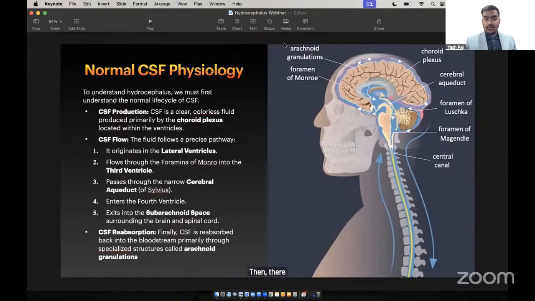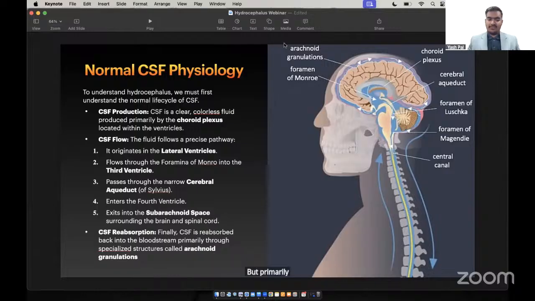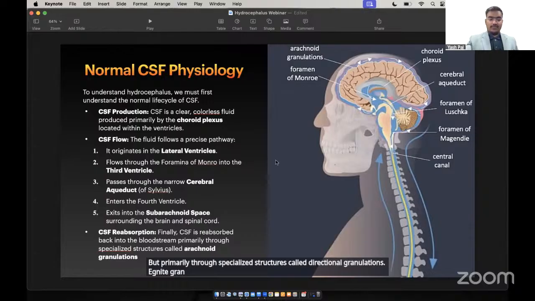Then there is reabsorption, happening in the second last step. This reabsorption deals with the CSF going back into the bloodstream, primarily through specialized structures called arachnoid granulations. Arachnoid granulation is the key structure responsible for the reabsorption.